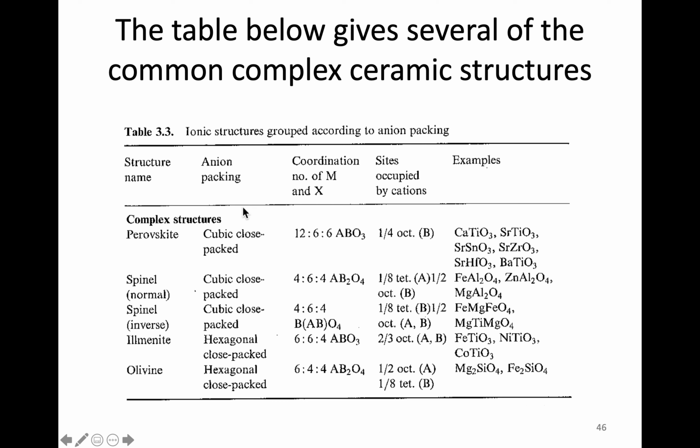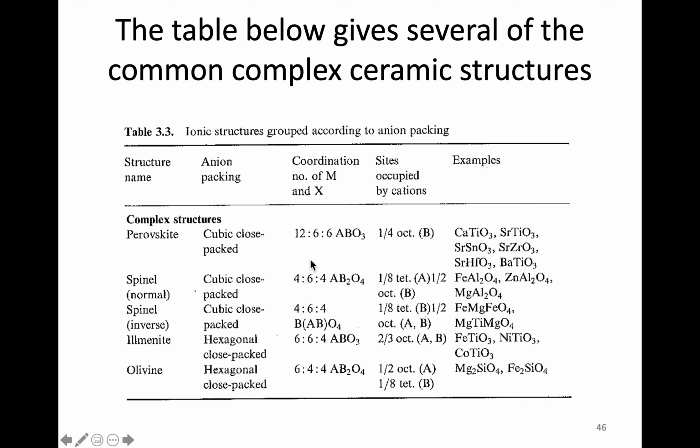We have the anion packing, and you see that most of them, or all of them, are built on the same foundation, so cubic close packed. Then you see the coordination numbers here, and because there are multiple cations, you see multiple coordination numbers, not just 2 but 3 in all of these cases. And then same thing, you see the site occupied by the cations, octahedral, tetrahedral, some combination, and then you see some examples of those. So similar schematic, but again, we have multiple cations.